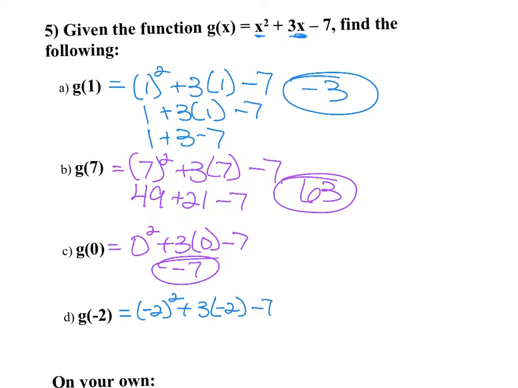Now, this is where the parentheses are important. Negative 2 squared is 4, because it means negative 2 times negative 2, which is a positive 4. 3 times negative 2 is negative 6 minus 7. And then when you evaluate that, you end up with negative 2 minus 7, which gives you a negative 9.